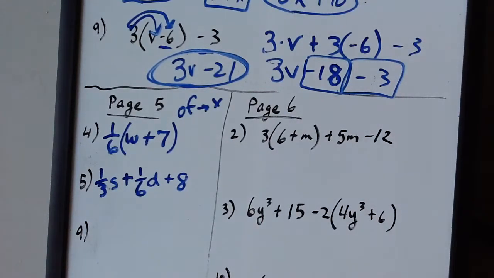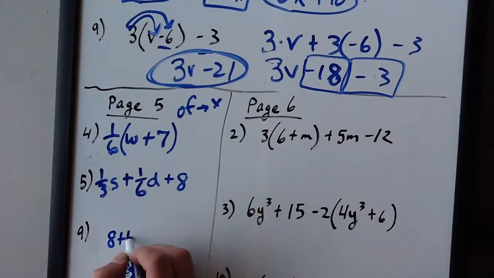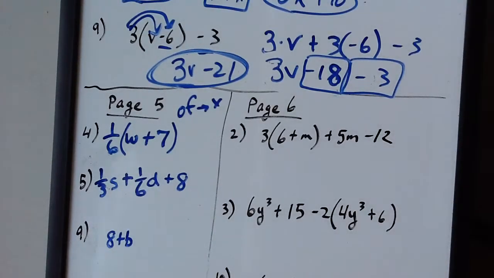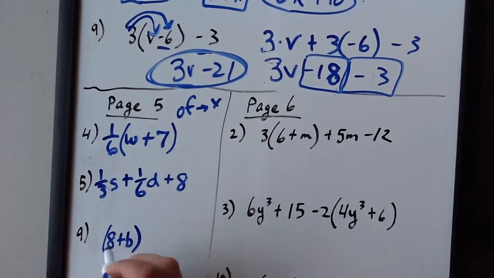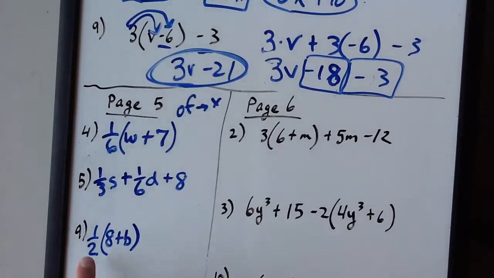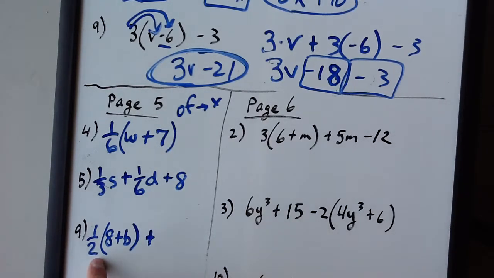Number 9 says this: 1/2 of the sum of 8 and B plus the product of 2 and F. Okay, so again, we're dealing with a sum right here. We have the sum of 8 and B. So 8 plus B, there's the sum of 8 and B. But you want 1/2 of that. If I want 1/2 of that, again, of means multiplication, I need to multiply this times 1/2. So this is going to be 1/2 of that, or 1/2 times that. But I'm going to add this, because it says plus the product.